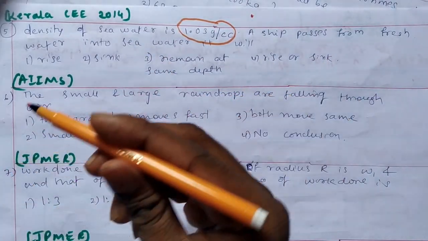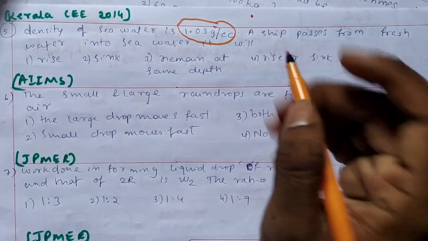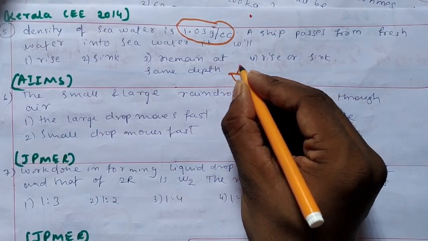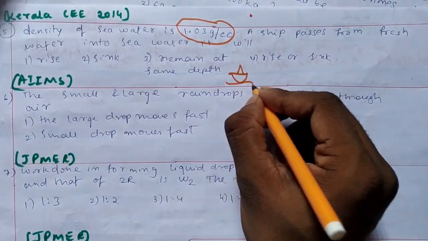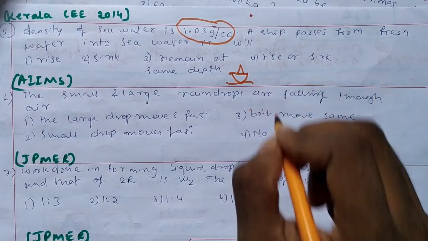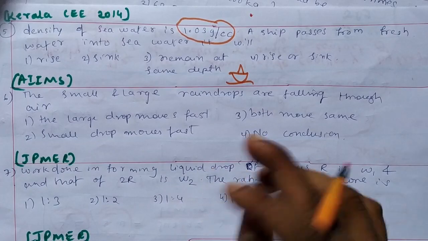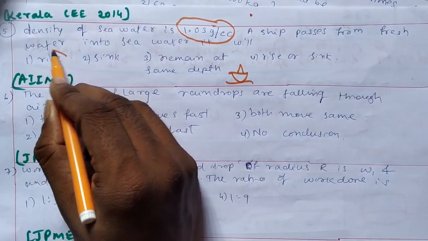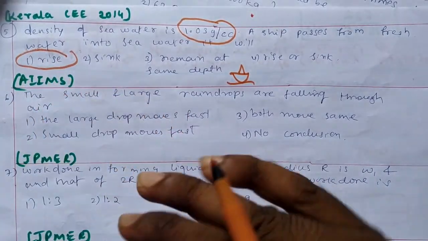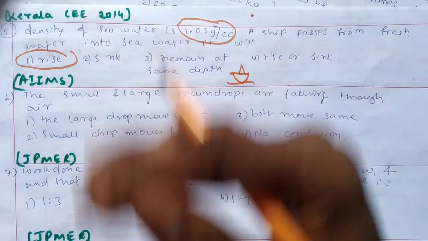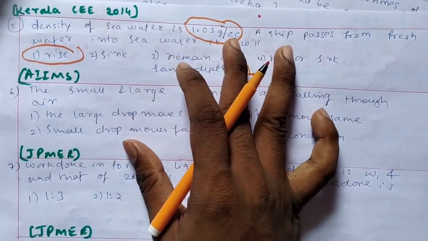So if a boat is floating, see, this is our boat, flowing in fresh water, and suddenly it comes to highly dense seawater, it will be pushed out, because seawater is highly dense in nature. So which one is the option? Rise will be the option, because it will be pushed out. Okay, so rise will be the option.